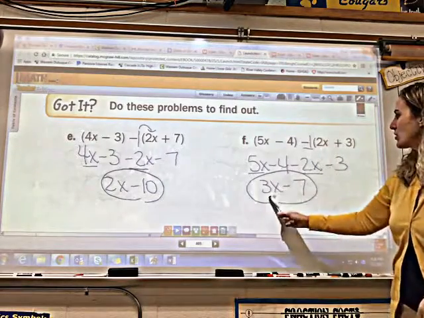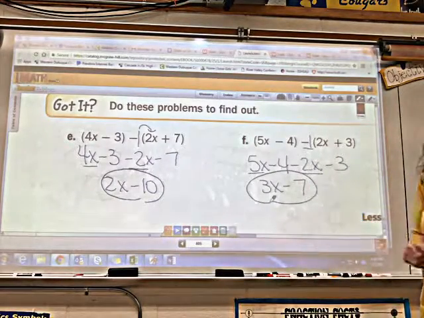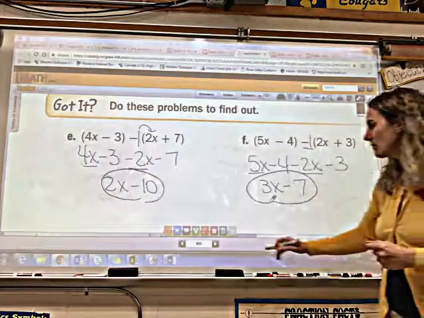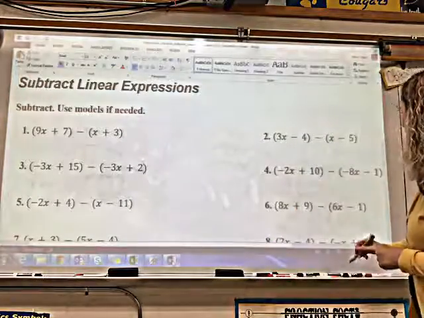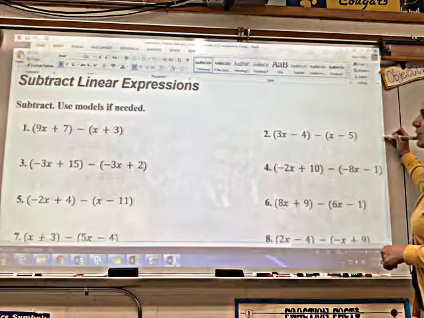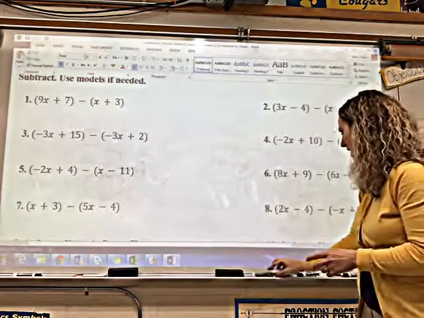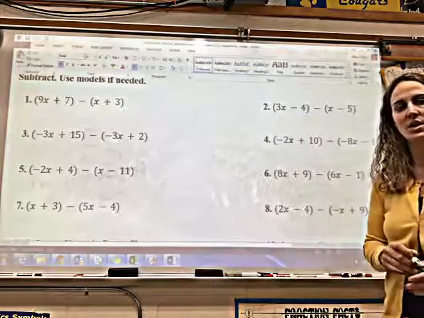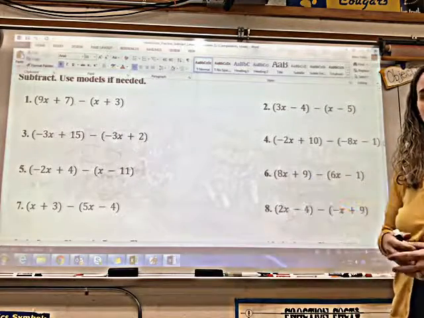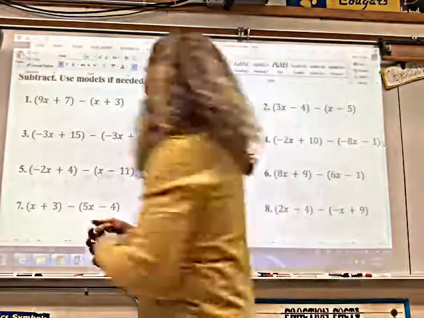So 5 minus 2 is 3x, both negatives, minus 7. Let's go ahead and take some time right now to take a look at some sample problems that we have on a worksheet. Again, I'll do the first couple together, and then you can also take a look at some of these other ones and practice them on your own.